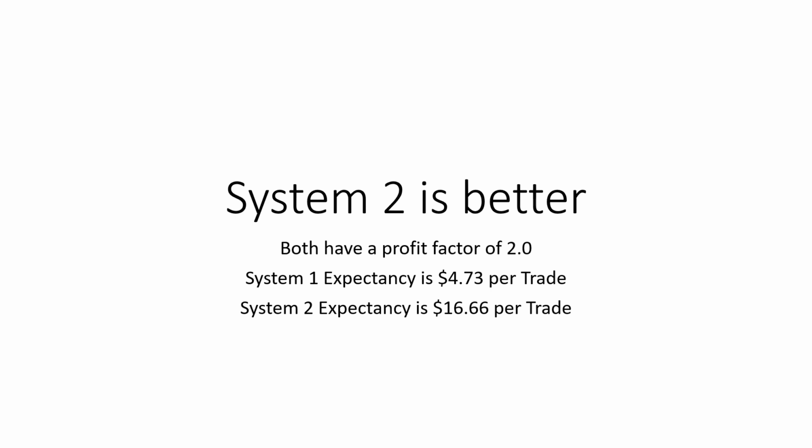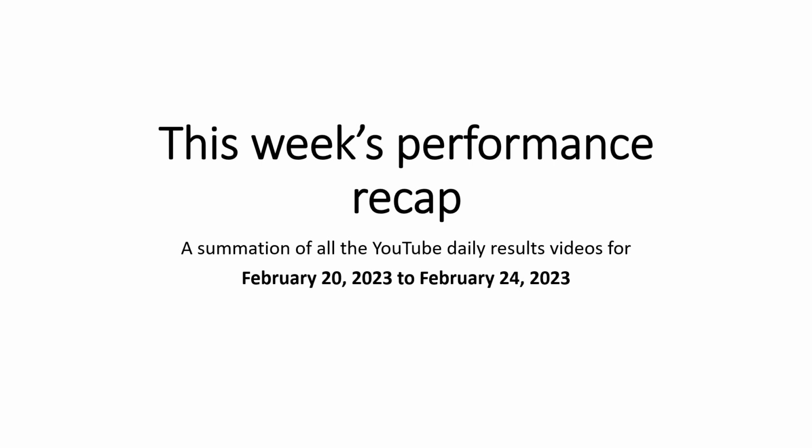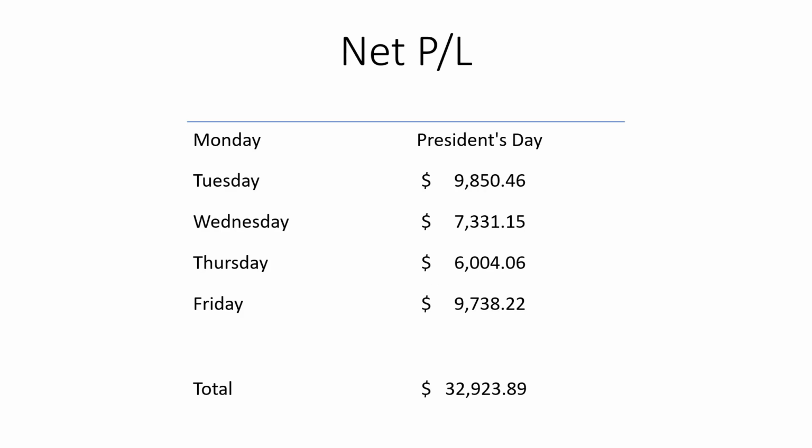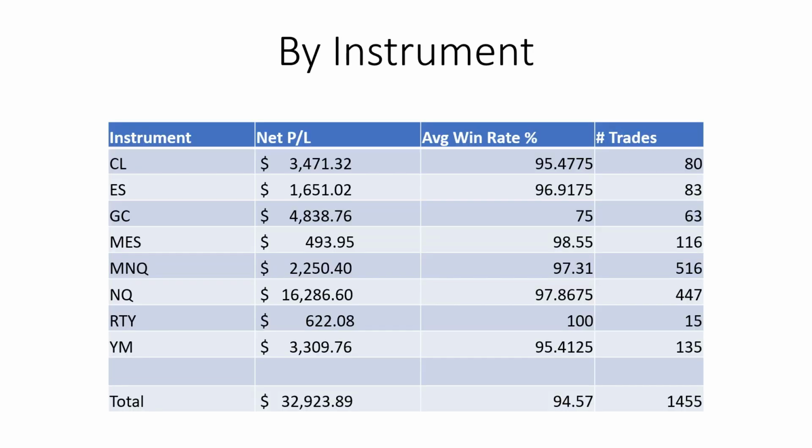So let's jump into this week's performance recap. This is just, again, a summation of all the YouTube daily results videos for this week. Monday, February 20th was President's Day, so there was no trading, and then up to today, February 24th. So we have the net P&L per day, with a total of $32,923.89. And then if we go by instrument, we can see the performance on each instrument, the average win rate, and the total number of trades. We just added the Russell 2000 today, and we're planning on keeping that in our basket of instruments that we trade. So that's all for today.